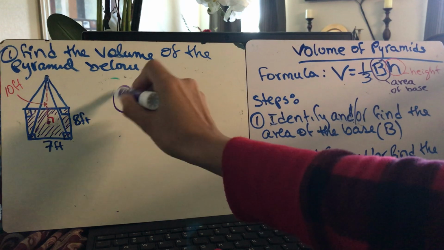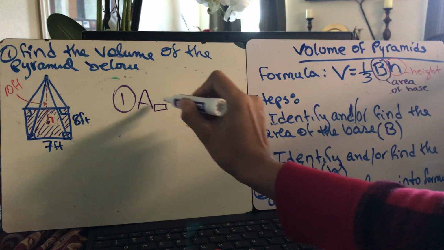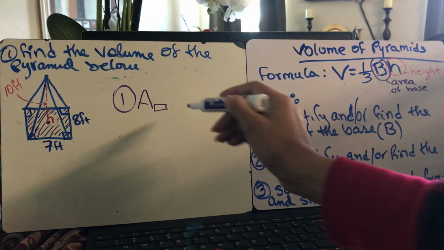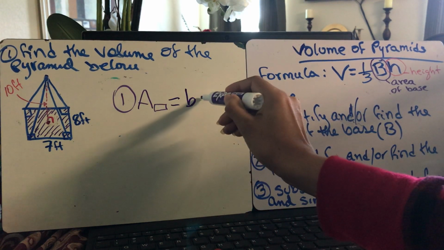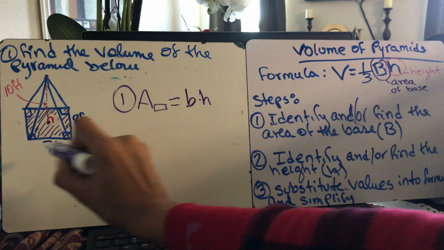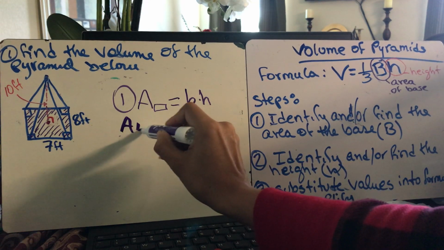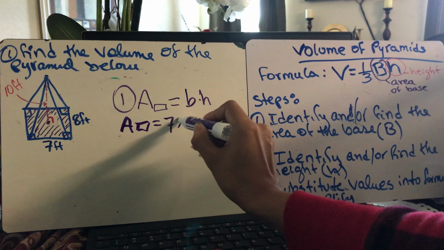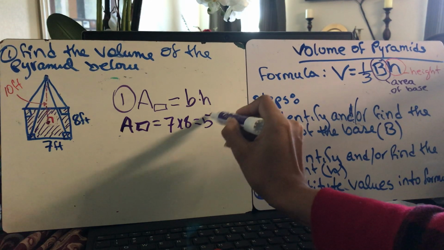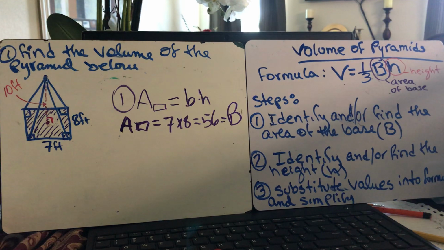So when I identify the base on step 1, then I find the area of the base. I'm just going to put A and a little rectangle, because I identified my base to be a rectangle. It's going to be base times height, and we're just focusing on the rectangle. The base of my rectangle is clearly 7, and the height of the rectangle is 8. So the area of the rectangle is 7 times 8, which is 56. And again, this is my capital B, very important.